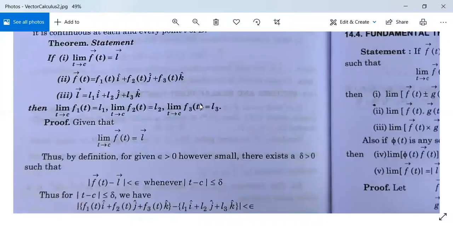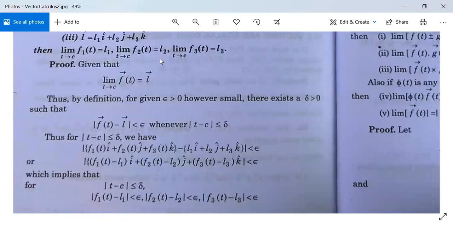There are certain results for you. See, if limit f(t) is equal to L as t tends to c, and f(t) is equal to f1(t)i plus f2(t)j plus f3(t)k, L is equal to L1i plus L2j plus L3k, then limit f1(t) is your L1, limit f2(t) is your L2, and limit f3(t) is your L3. In all, we have t tending to c and all are scalar. But here, this is a vector, this is also vector, this is also vector.